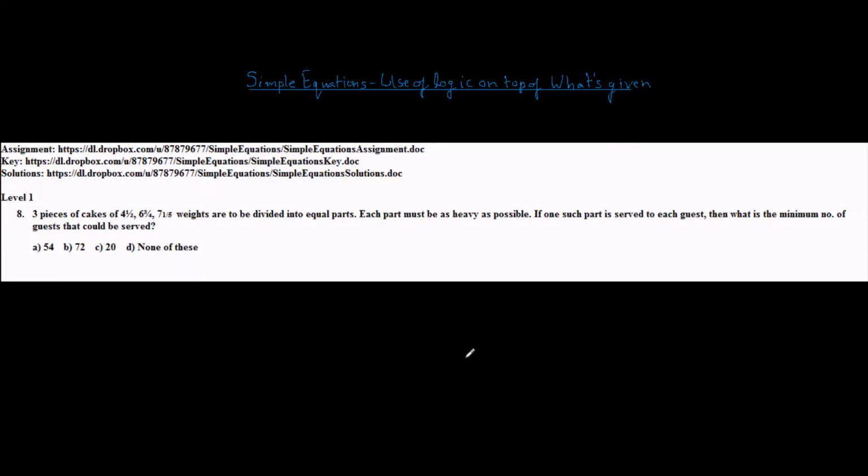Hello and welcome to yet another class of problem solving techniques. So in this particular class we will be dealing with another problem solving technique for the problems which you encounter in simple equations.